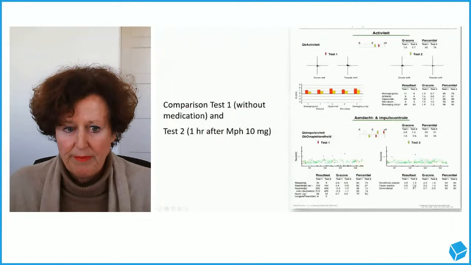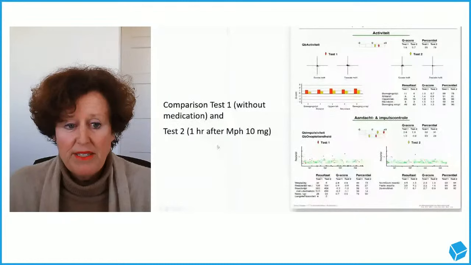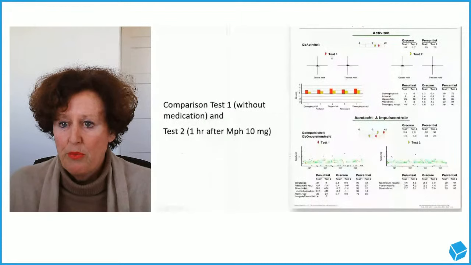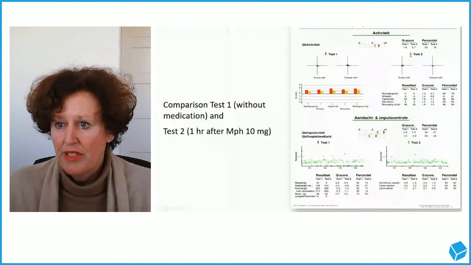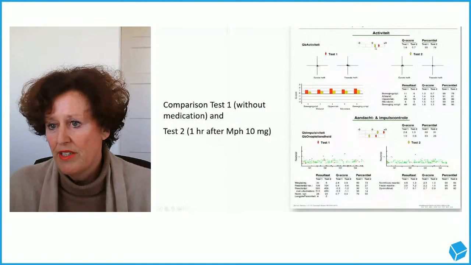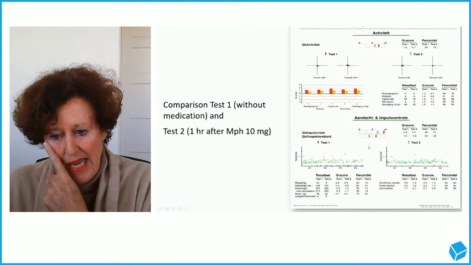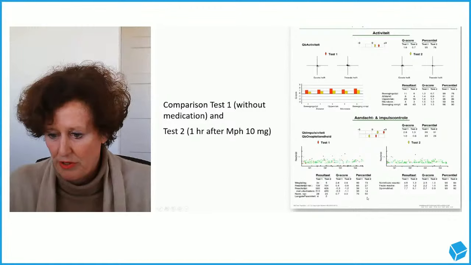You can use the test as an addition for the diagnostic assessment, but you can also use the test very well for comparing baseline performance and performance after use of ADHD medication. For instance, here we have test one in red, baseline, and test two in yellow, after medication, and in this case it's 10 milligrams of methylphenidate. And here you see that the figure is going to the left, so there is less hyperactivity, and the same is true for inattention and impulsivity. And here you see the visual of the results, and here you see percentiles dropping.